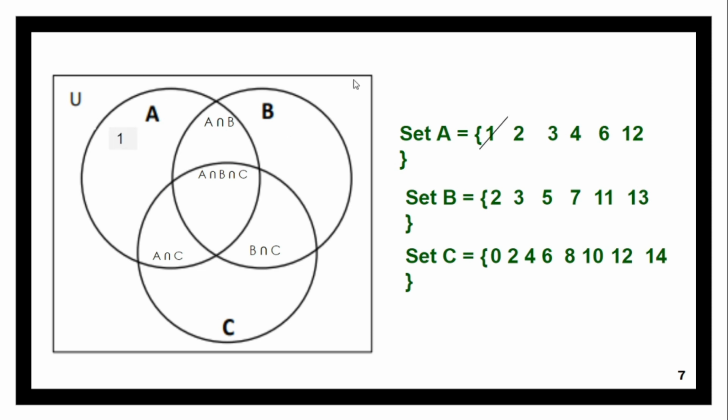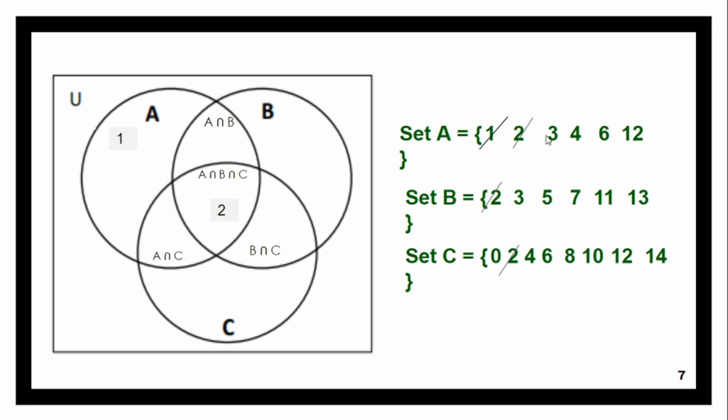Next is si 2. Si 2 po ba ay may katulad sa iba pang set? Yes, si 2 ay pareho kay set B. So, may at kay set C. So, meaning to say, all of those set, meron siyang 2. So, saan natin siya ilalagay? Dito po, sa A, intersection B, intersection C. So, we have here 2. Cancel natin yung 2 doon.